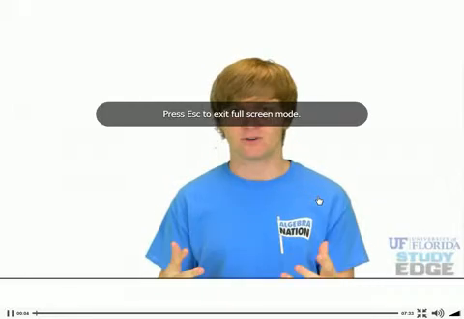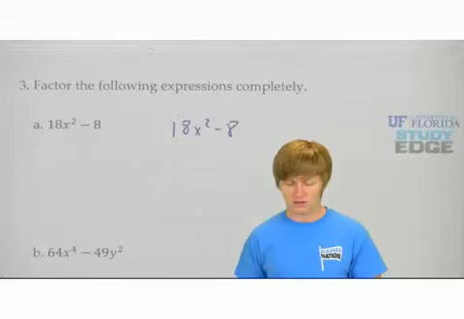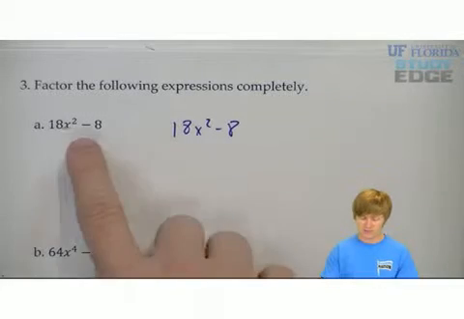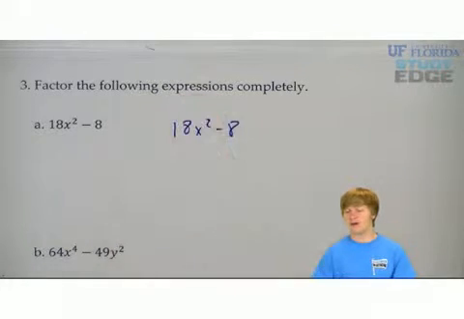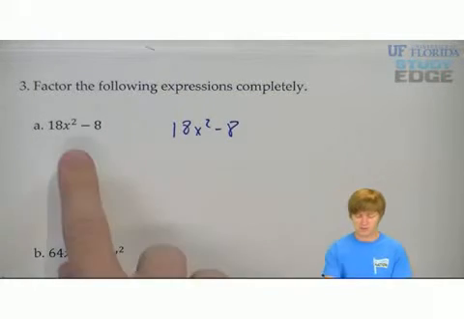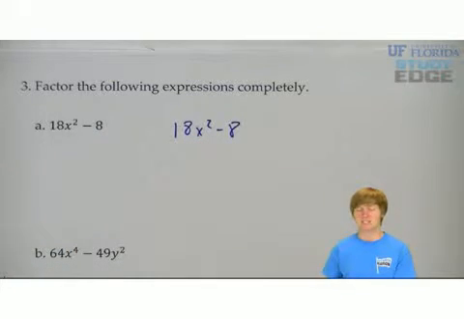Talking about factoring a little bit. We're going to be working through one practice problem that's got a couple of different parts in terms of factoring some expressions. So let's take a look at this one. In part A, what we're going to try to do is factor the entire expression completely. So this first part, this A, we have 18x squared minus 8 that I've rewritten off to the right.